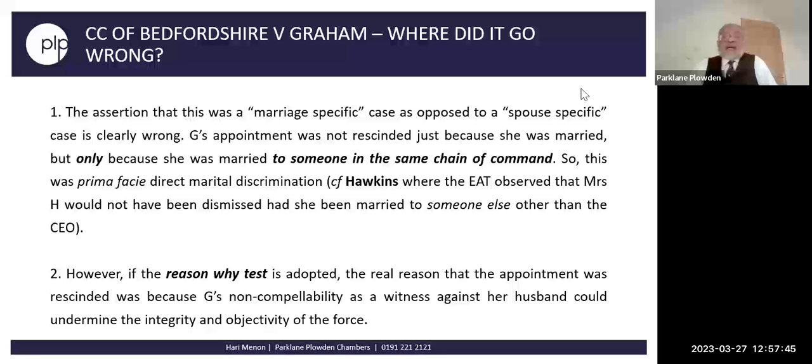it seems to me that the case for marital discrimination could not be made out because, by analogy with High Quality Lifestyles against Watts, the reason her appointment was rescinded was because the non-compellability of a witness against her husband and the other way around could undermine the integrity and objectivity of the force. So that, it seems to me, was a good reason for not allowing the claim based on marital discrimination, or at any rate, not allowing the direct discrimination claim.